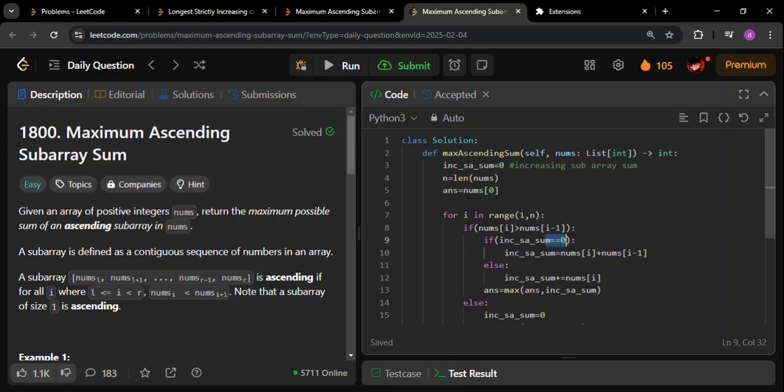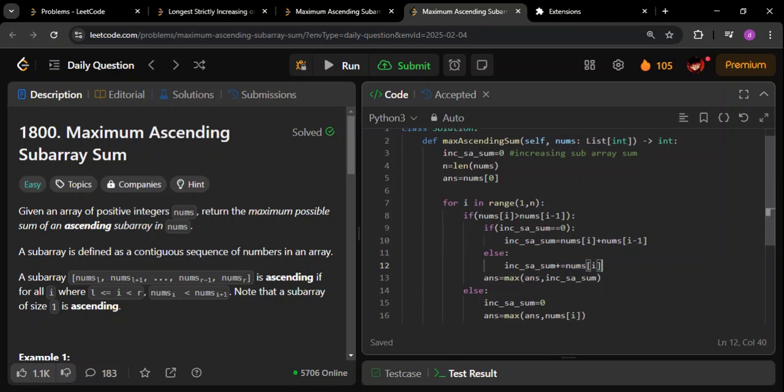That's why, when it is 0, you have to take the sum of both the numbers. When it is non-zero, you have to only add the current number. As simple as that. Now, after doing all this, whatever is the value of this could be a possible answer. For that reason, we have to compare it with the existing answer, and whichever is the maximum value, you have to put into the answer.